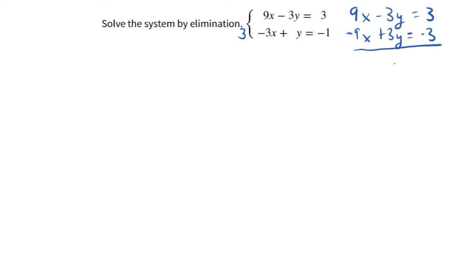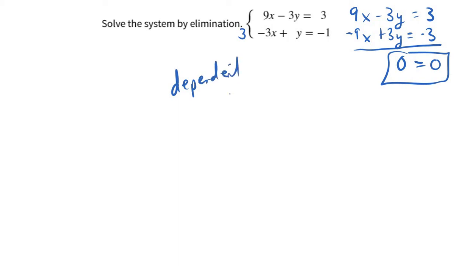You can maybe see what's going to happen here. Well, let's combine these equations. 0, 0, 0. I get 0 equals 0. Well, what does that mean? 0 equals 0. That means that these are the same equation. So this is a dependent system, and it has infinite solutions. All right. So if you get 0 equals 0, that's true. Infinite solutions, that's a dependent system.